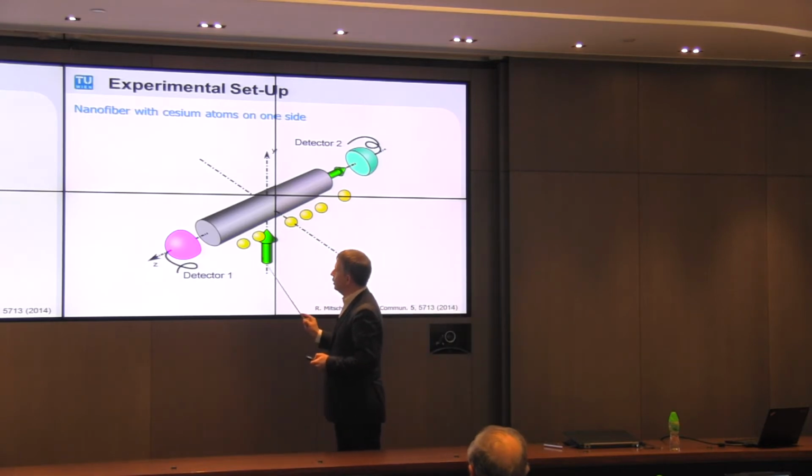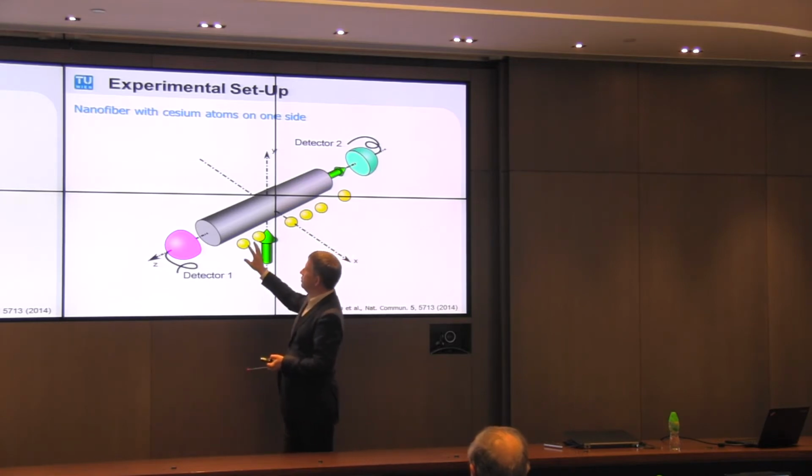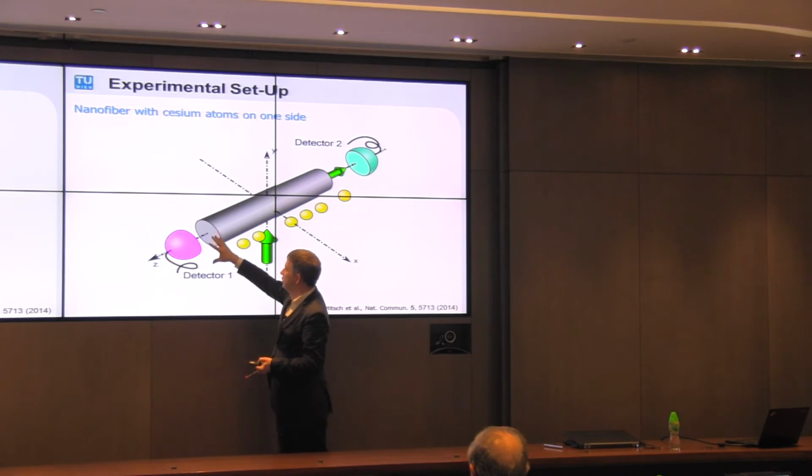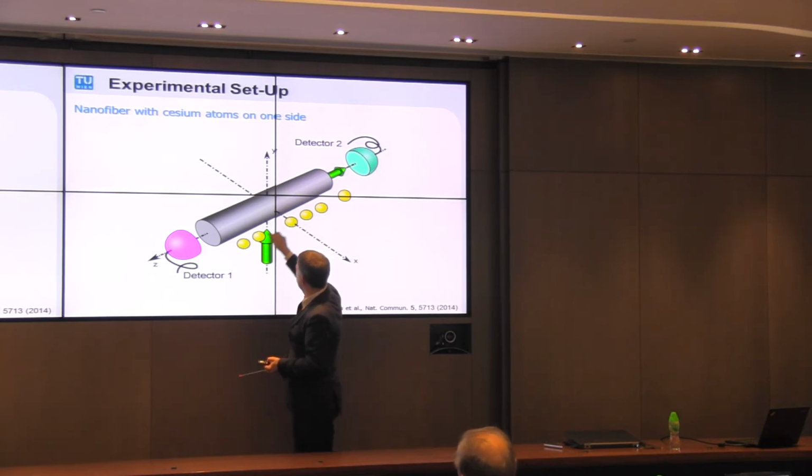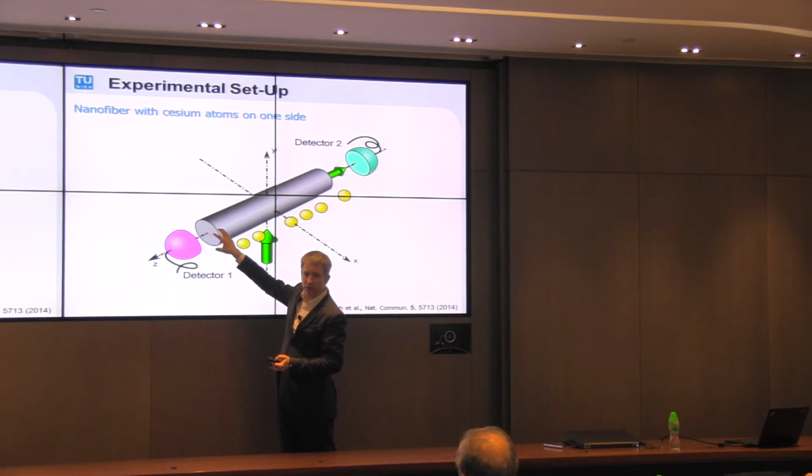For reasons of time, I cannot go into the details of how exactly we do it, but take my word for it that by using additional light fields in the nanofiber, we can actually trap, using the dipole force, a two-color dipole trap, cesium atoms in a one-dimensional potential array of trapping minima at a distance of 200 nanometers from the nanofiber surface at a well-defined azimuthal position.